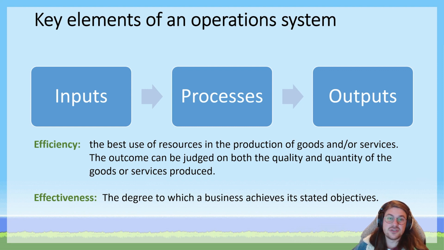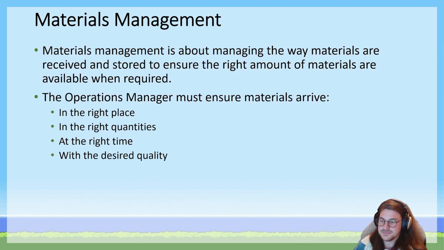Efficiency is the best use of resources. An operation system that can produce the required number of outputs with the bare minimum number of inputs is said to be the most efficient. And effectiveness is the degree to which a business or an operation system can meet its stated objectives.